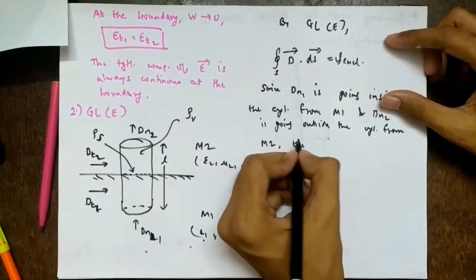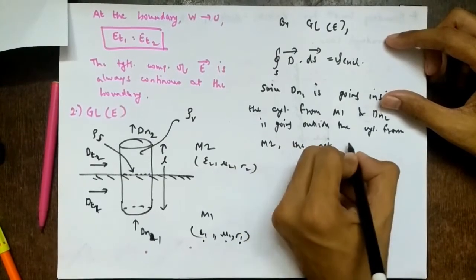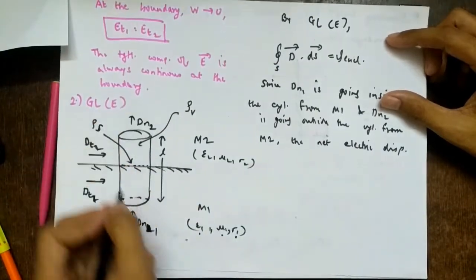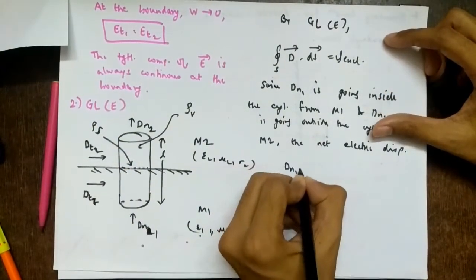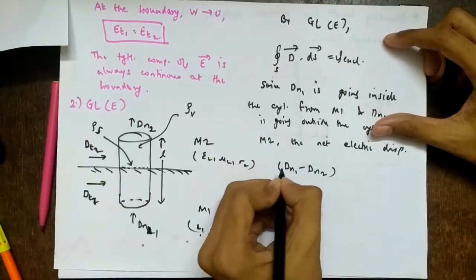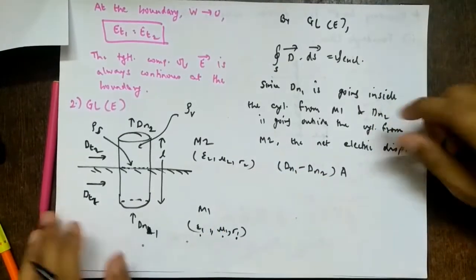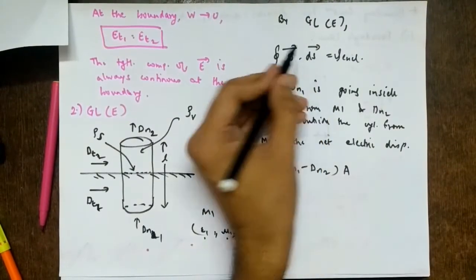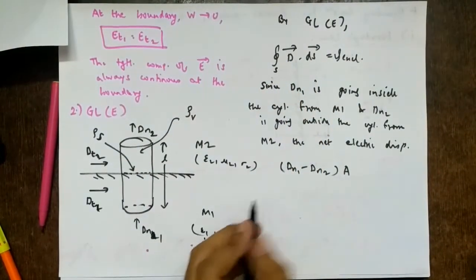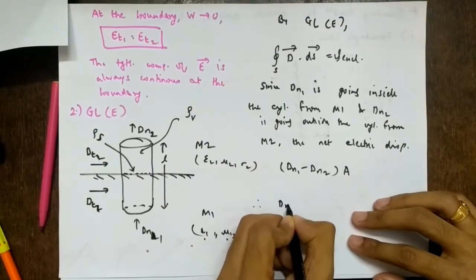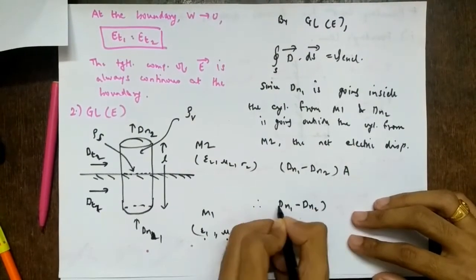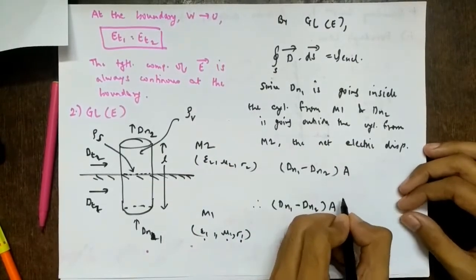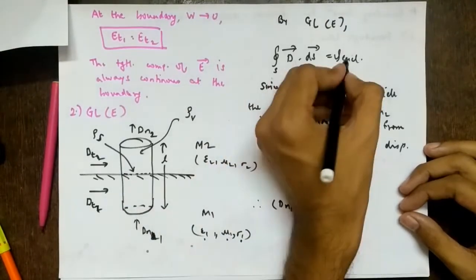So D is what? It is also called the displacement vector. That's why we say the net electric displacement. What will it be? It will be the difference between the two, so Dn1 minus Dn2 times A. Why times A? Because that is what the formula tells us from Gauss law. So if you apply Gauss law, therefore Dn1 minus Dn2 times A equal to, what is it? Charge enclosed.